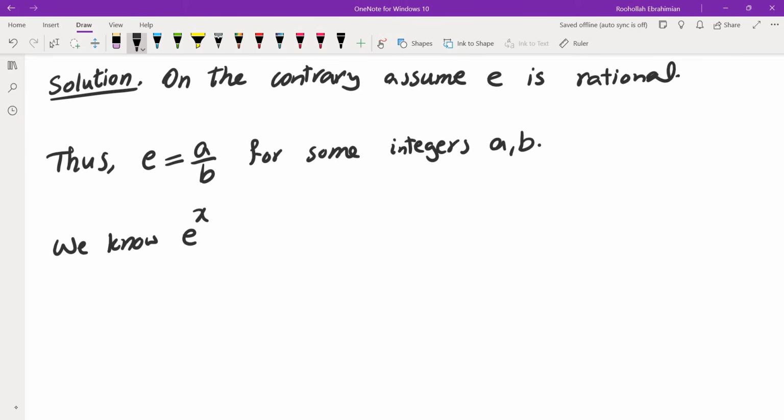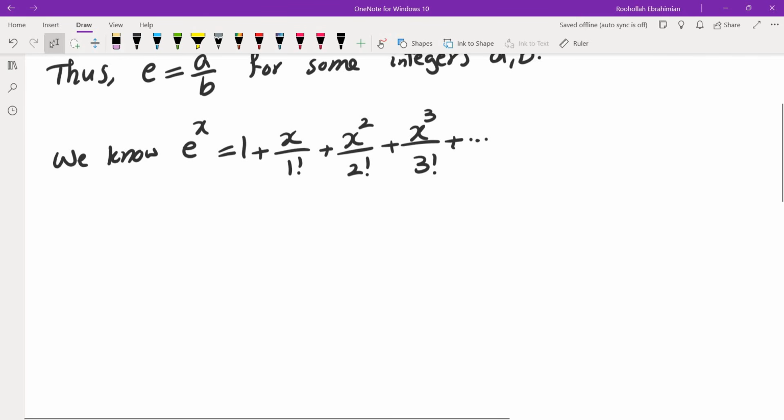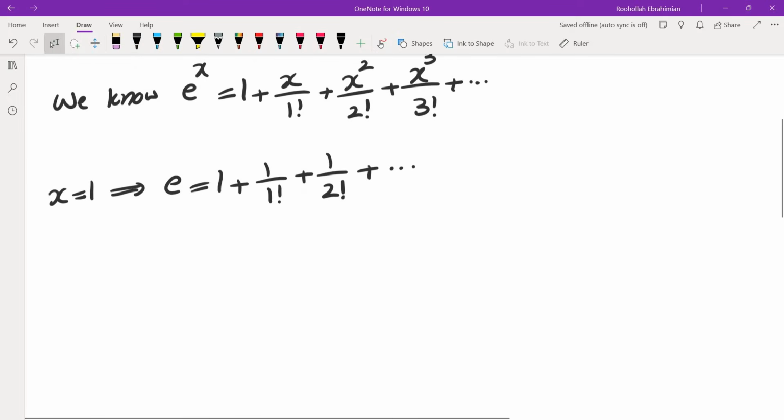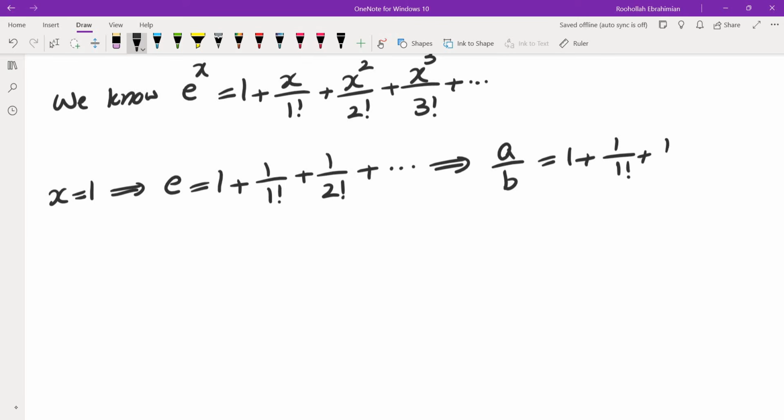So we know that e to the power of x is 1 plus x over 1 factorial plus x squared over 2 factorial plus x cubed over 3 factorial plus ... Now we're going to substitute x by 1. So x equals 1 gives us e equals 1 plus 1 over 1 factorial plus 1 over 2 factorial, etc. Now I'm going to substitute e by a over b, and we'll see how we can get a contradiction.